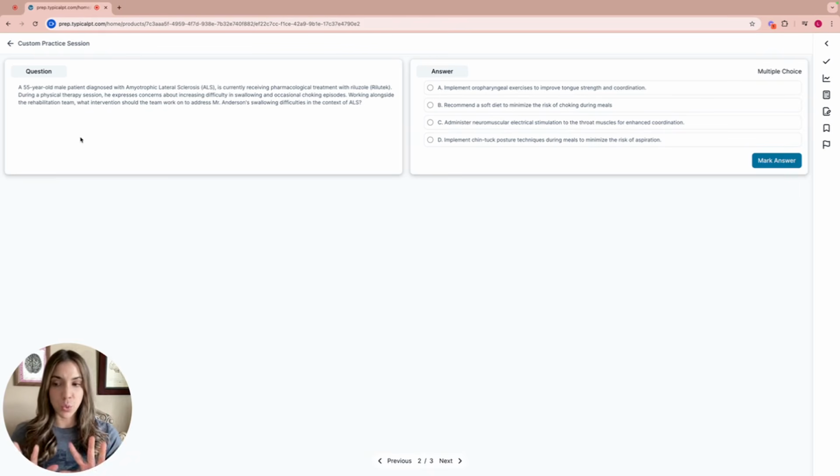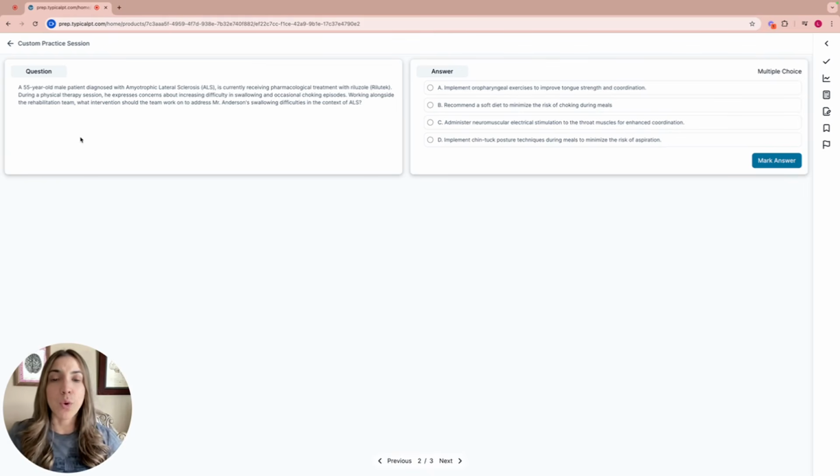So here for this question, you need to know the disease process of ALS. So you know that ALS is a motor neuron condition that it's going to get progressively worse. Therefore, you're going to see weakness as the disease process continues, right? So one thing is we want to avoid intense exercise with people with ALS, but we can definitely exercise to maintain the strength. So here we're going to look at the answers.